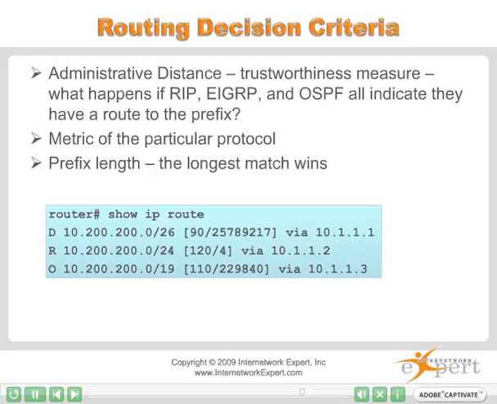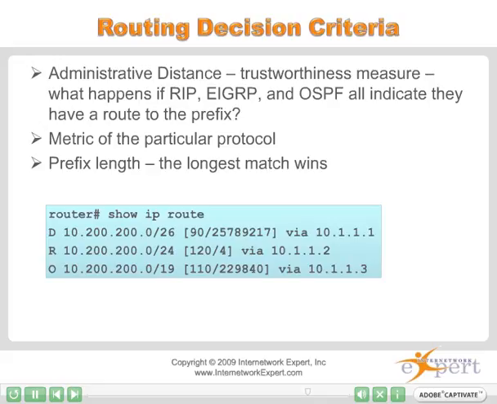I have an example here of a routing table. Notice that EIGRP tells us how to get to 10.200/26. RIP tells us how to get to 10.200/24, and OSPF tells us how to get to 10.200/19. Notice that each of these different prefixes was installed in the routing table via a different routing protocol, and that's because they all have varying length prefixes. They're not all routes to the same exact prefix.